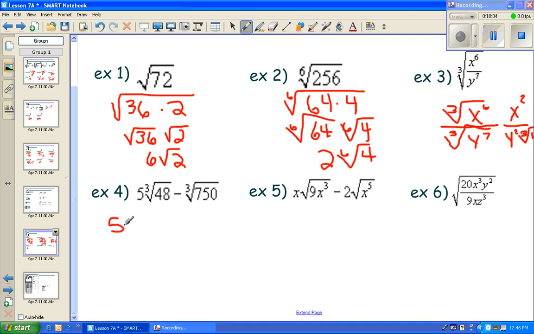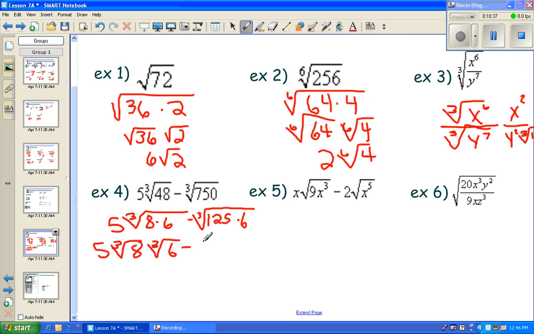is 2. So we have the cubic root of 8 times 6, and a cubic root that can go into 750 is 125. So we're going to do 125 times 6. So we have 5 times the cubic root of 8 times the cubic root of 6. We're using those properties that are on the page before this one, minus the cubic root of 125 times the cubic root of 6.